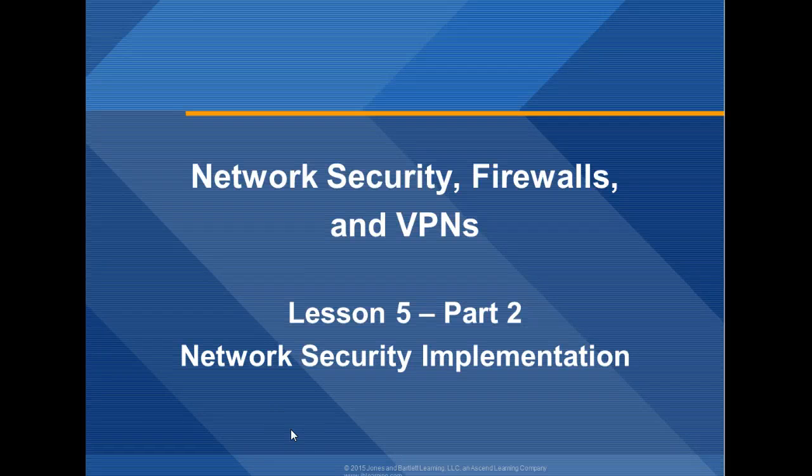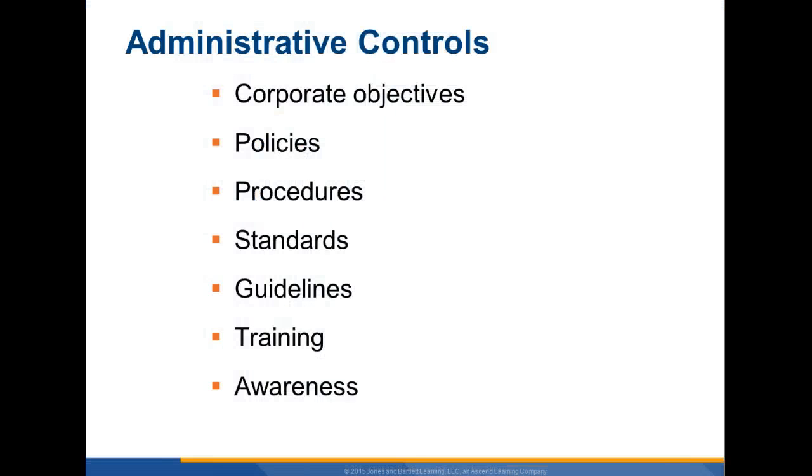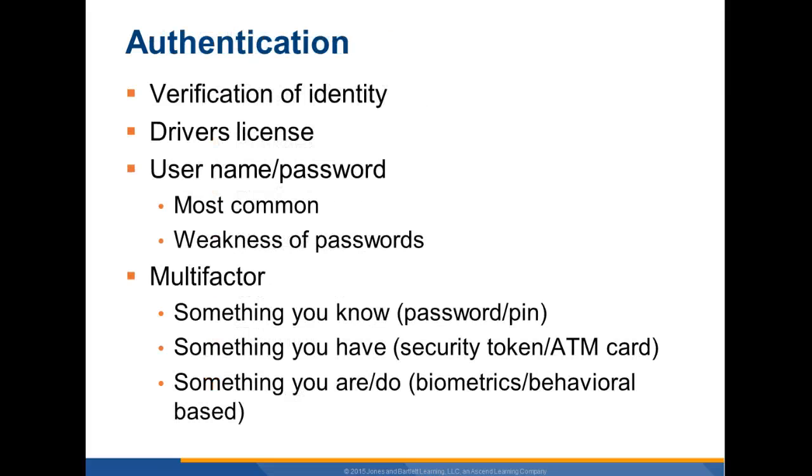This is part 2 of Lesson 5, Chapter 5, Network Security Implementation. In this part, we will discuss various different administrative controls. These include corporate objectives, policies, procedures, standards, guidelines, training, and awareness. The first of which is authentication.